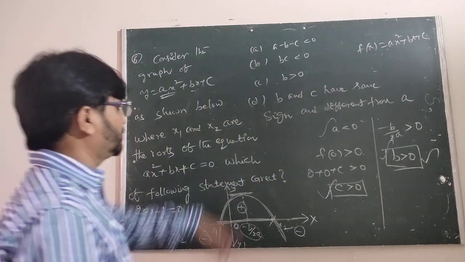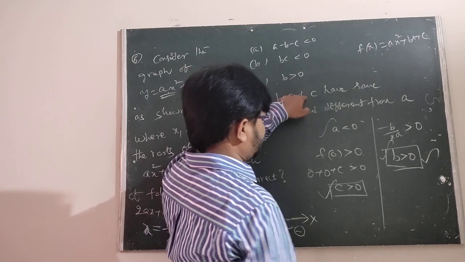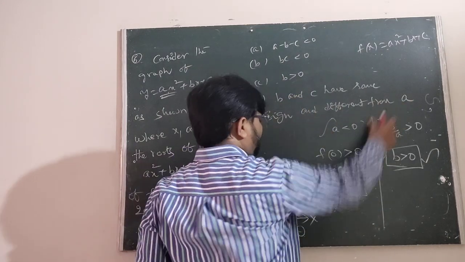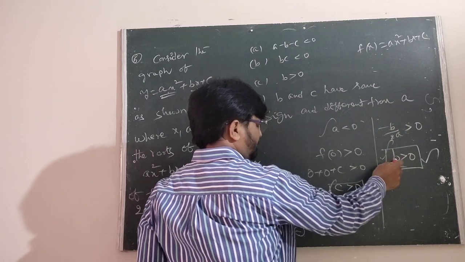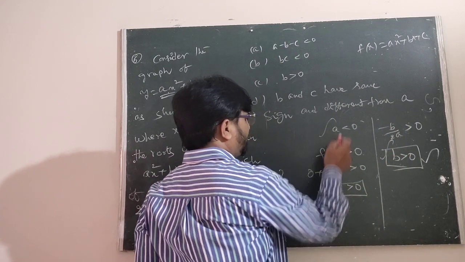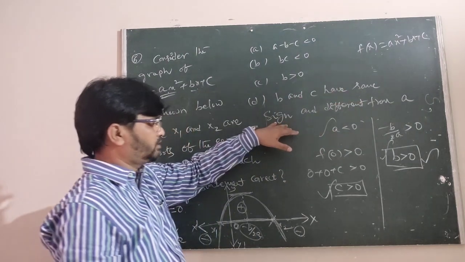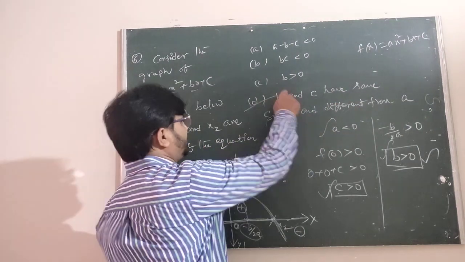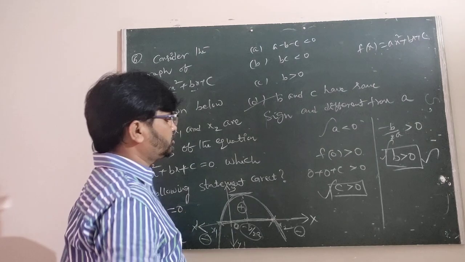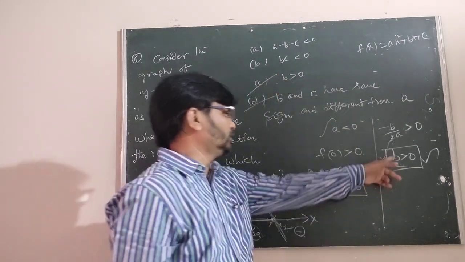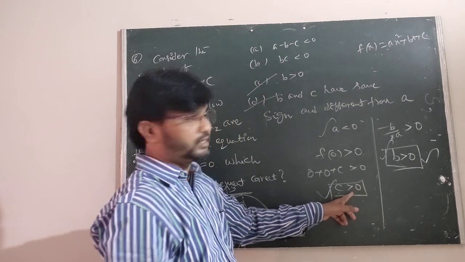What is the observed option D? B and C have the same sign and different from A. Undoubtedly b is positive, c is positive, a is negative. That means b and c have the same sign but different from a. This is correct. And also b greater than 0 is correct. But b into c, positive into positive is positive.